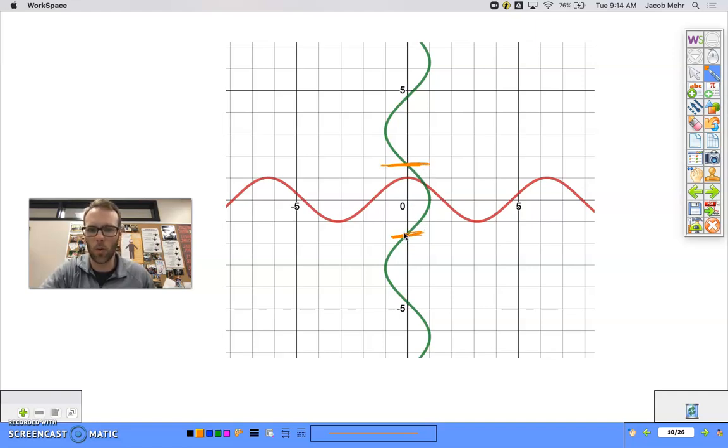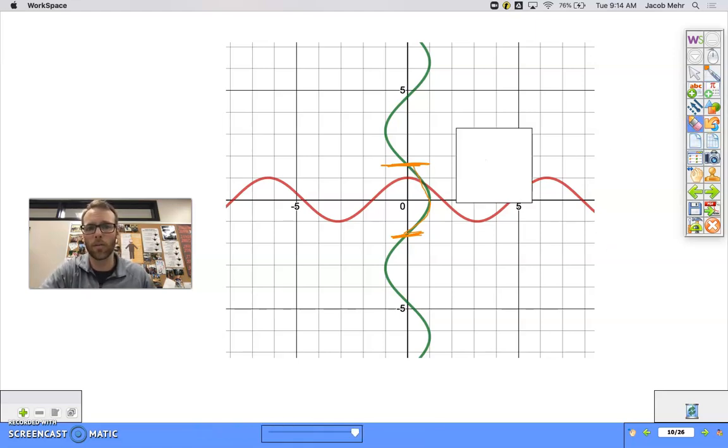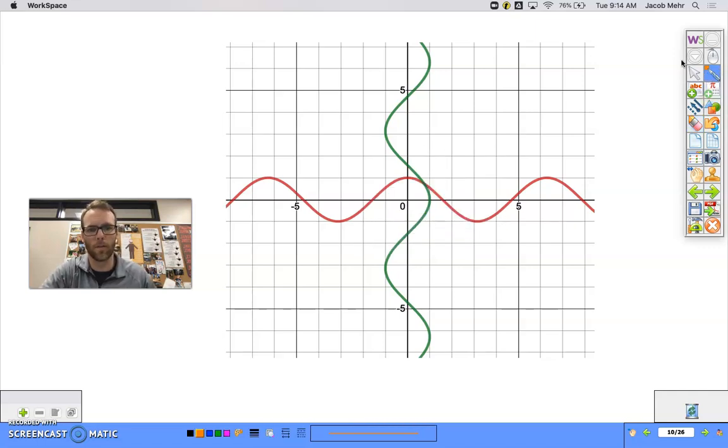Does this portion of the green curve pass the vertical line test? Is that a function? No, it's not. We've got to find a different way to restrict it down. And the way we're going to restrict it down is we're going to go from 0 up to here, and we're going to look at this part of the graph like so. That part is actually a function.